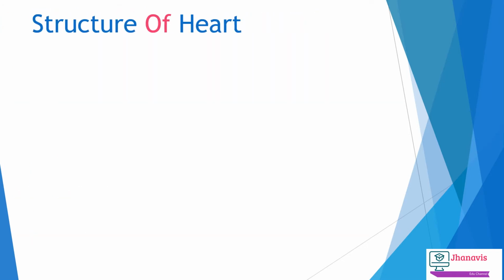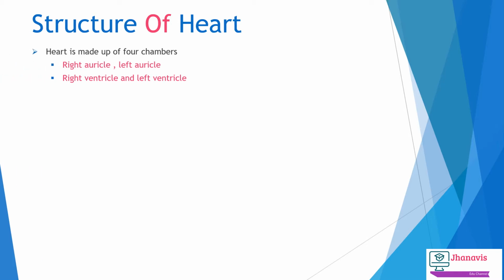Let's talk about the structure of the heart. So, the heart is an organ which pumps the blood to the various parts of our body. The oxygenated blood which circulates to all the parts of the body is mainly due to the heart. The heart is made up of four chambers, namely right auricle, left auricle, right ventricle and left ventricle. And very important, you may think, where is the heart situated? The heart is situated in the middle of the thoracic cavity and it is slightly tilted towards the left.